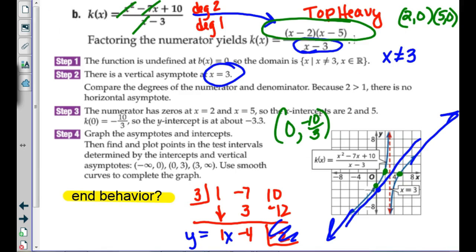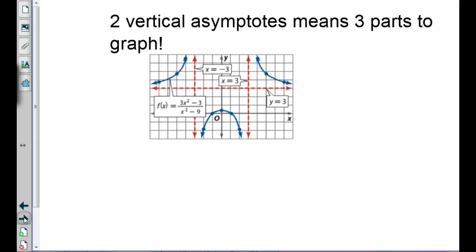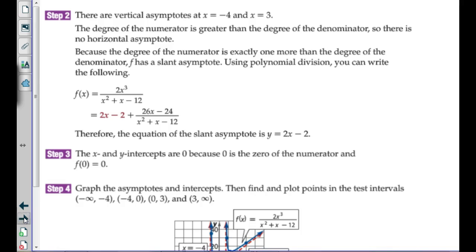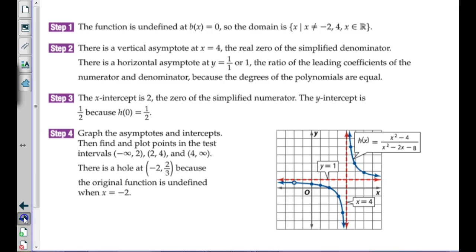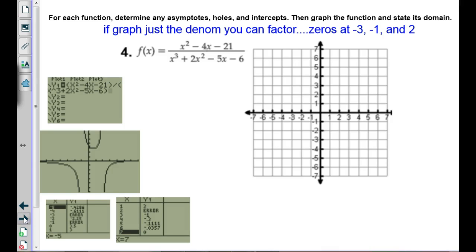All right, let's see if we can do one that you have. Oh, this one's really ugly. I don't think we did number 4. You have this one? The reason it's so ugly is because the bottom doesn't factor nicely. We're going to factor it by graphing it, but we don't want to graph the whole thing. We just want to graph the denominator. Can you just graph the denominator, please, and figure out where the zeros are?